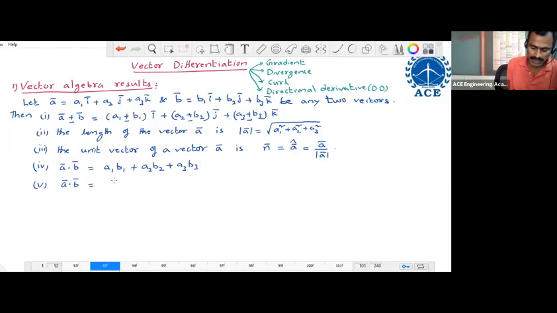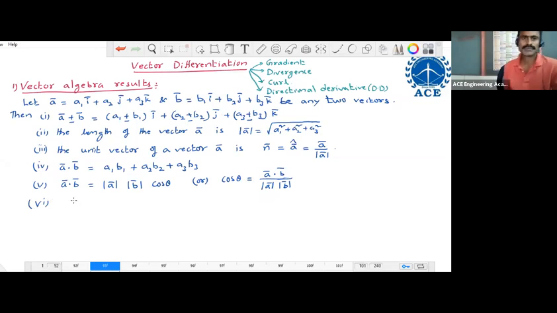The same dot product in terms of angle: modulus of A bar into modulus of B bar into cos theta. Or, cos theta equals A bar dot B bar divided by modulus of A bar into modulus of B bar. So both 4 and 5 are dot products. We can write the dot product in terms of angle, or we can write the same dot product in terms of components.